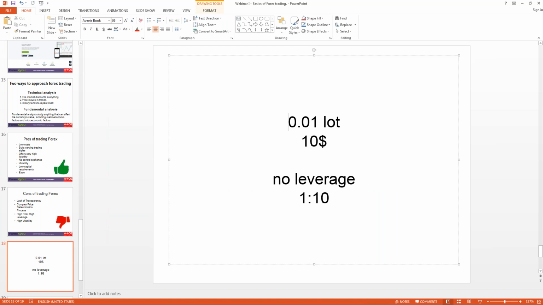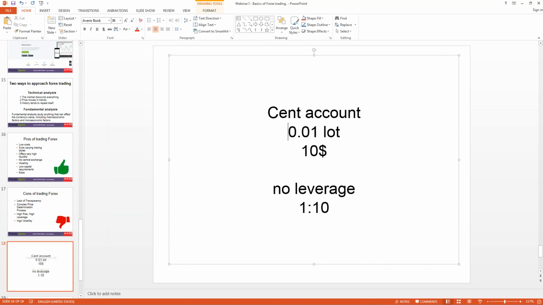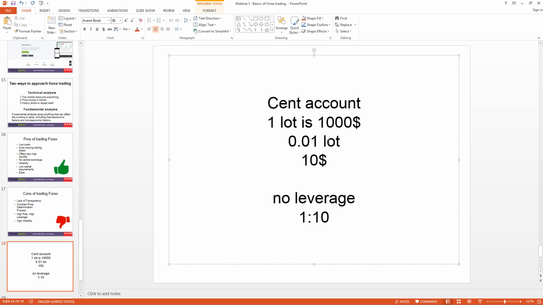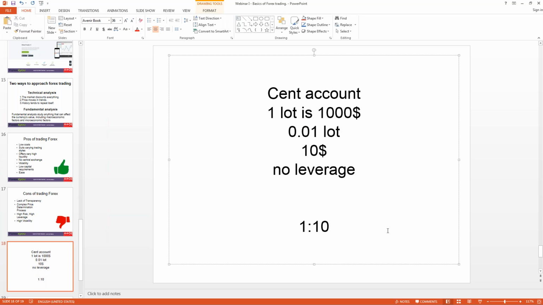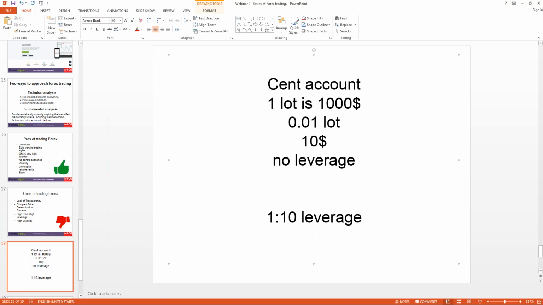So we're speaking about cent account, where one lot is 1,000. All right. So the minimum amount you can trade is 0.1 lot, and you need $10 with no leverage. That's how it works. If you're using 1 to 10 leverage, you basically need 10 times less money to open the same trade. So in this case, you need $1 to open the trade of 0.1 lot on cent account.